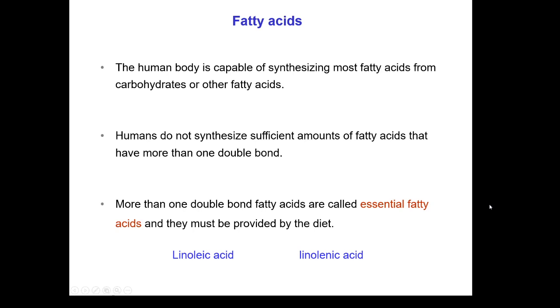So the good news is our body is capable of synthesizing most fatty acids from carbohydrates or other fatty acids. So here's the deal. You limit your fats. You're not eating fatty foods. You're not doing anything like that. But you're eating a lot of carbs. You're eating a lot of pasta. You're eating a lot of breads and things like that. But you cut down on your fats.